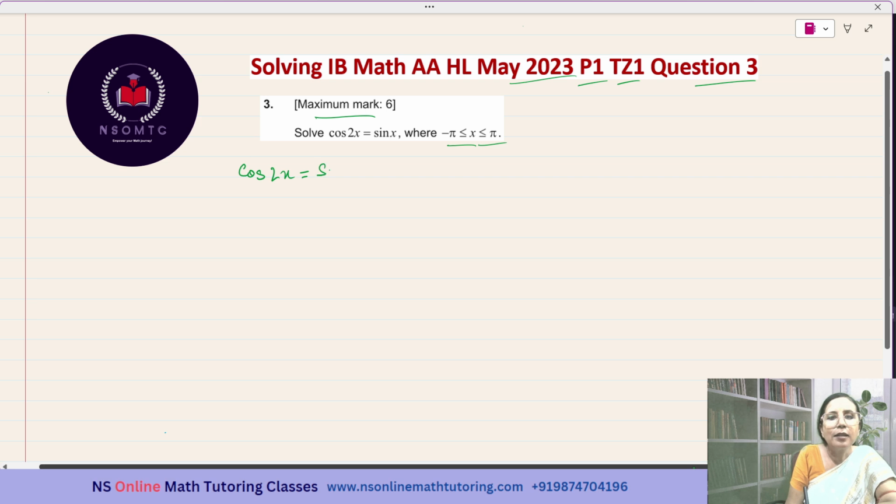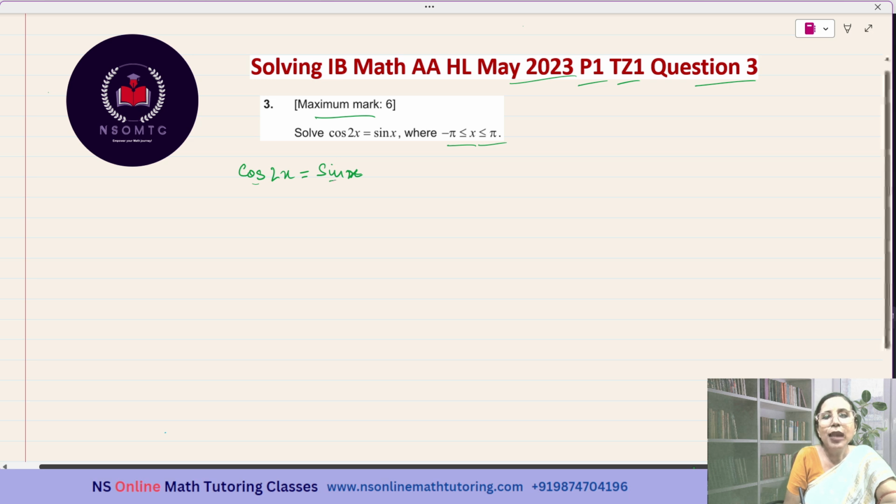equal to sin x. Now, one of the techniques of solving a trigonometric equation is to represent the entire equation in one ratio. Over here, we are having the cosine ratio and the sine ratio. So our target should be to have the entire equation in one ratio.